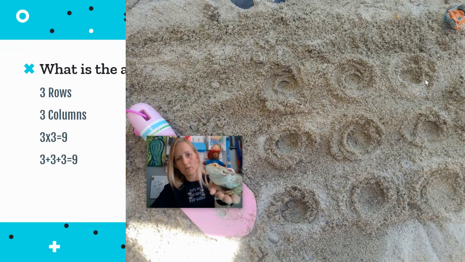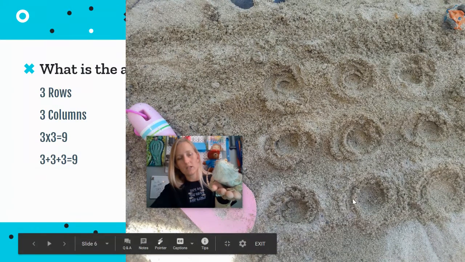So we have three rows and three columns. And we can write this by our length times our width, so 3 times 3. And then we can also do this as an addition problem. 3 plus 3 is 6, plus 3 more would make 9.